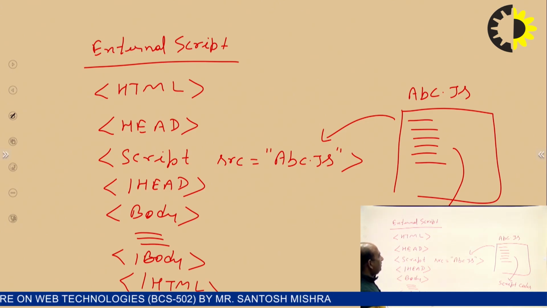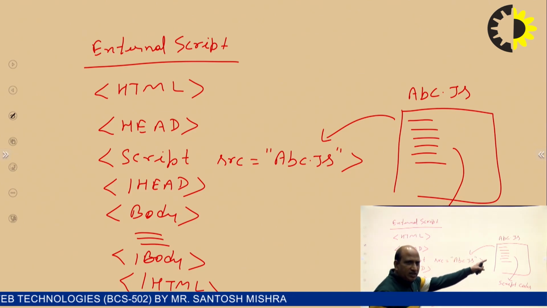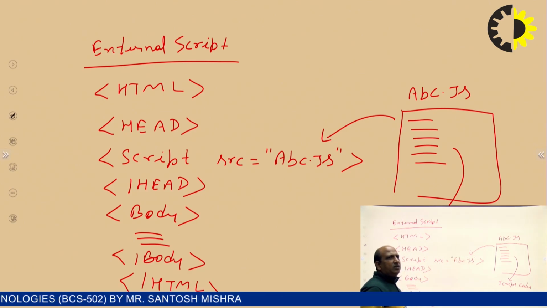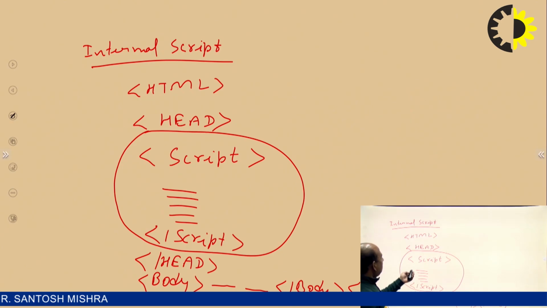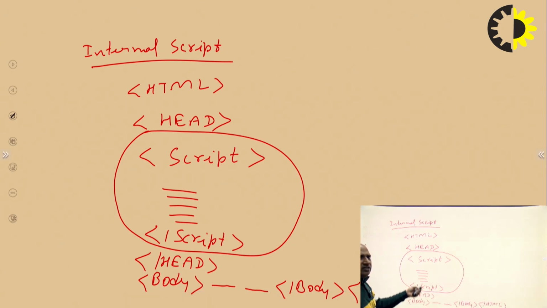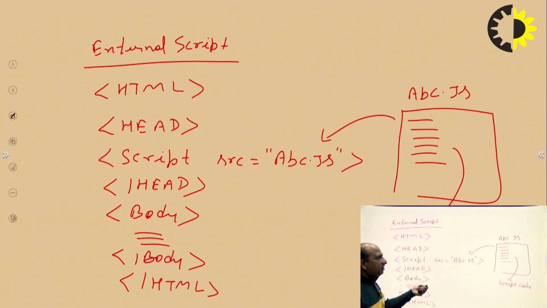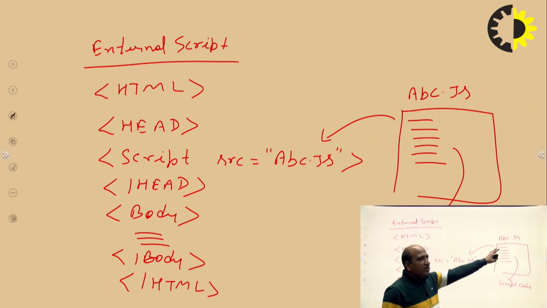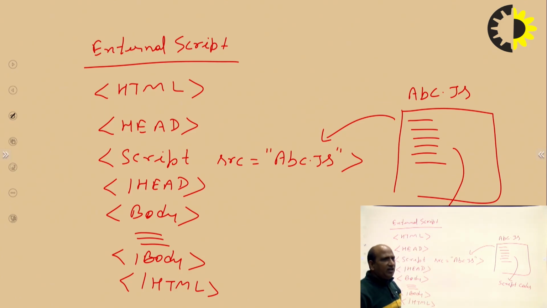This way external scripts may be used in your HTML page. You can see that here I have coded the script within the same HTML file. That's why it is called internal script. Where an external script has been used, I have coded the script in a separate file and used that file in our current page.